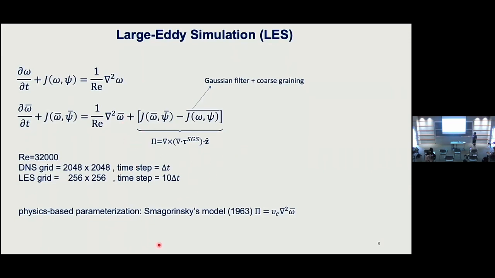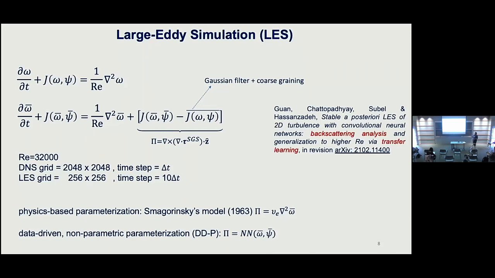For example, going back to the 60s, one of the first models is the Smagorinsky model, which basically says that because we know that the eddies to a good degree are doing diffusion, we can represent that as some sort of eddy viscosity, and that would be our pi. Now, what we are trying to do here is to leave it to a neural network, in our case a CNN, to learn this pi term from the DNS data in terms of the filtered vorticity and stream function, and then we use that in this equation. The results that I'm going to show in the next few slides are from this paper that is available on arXiv.